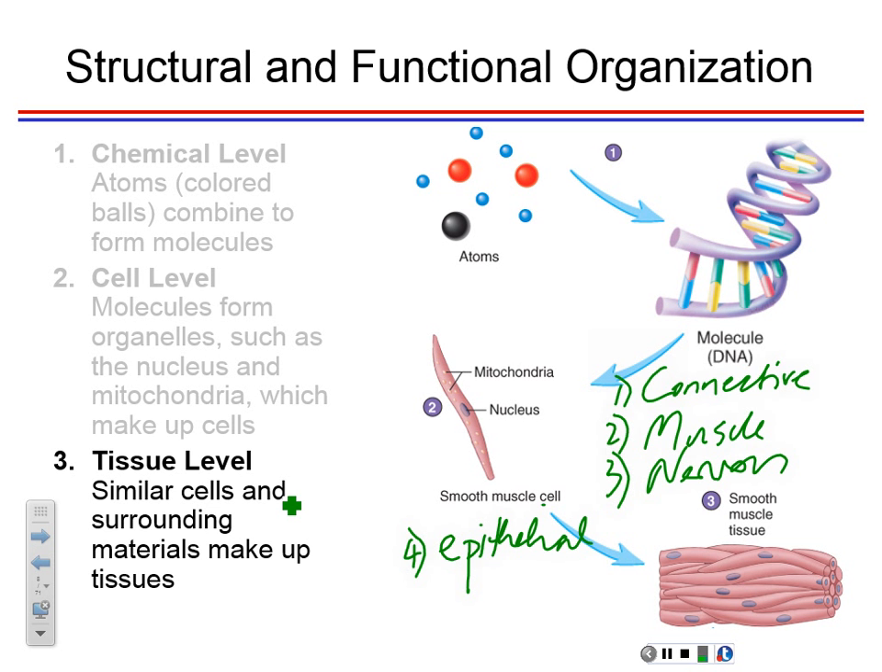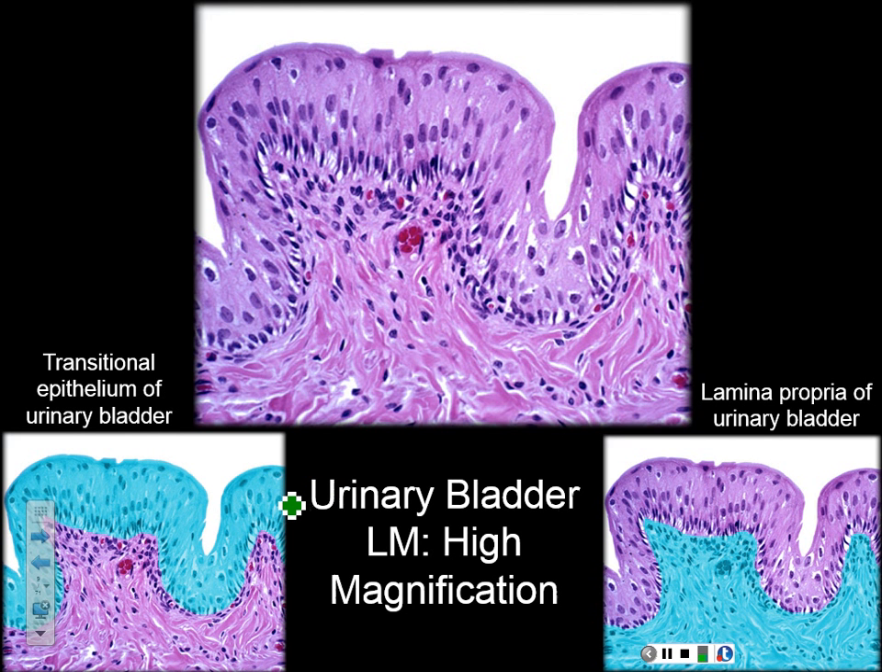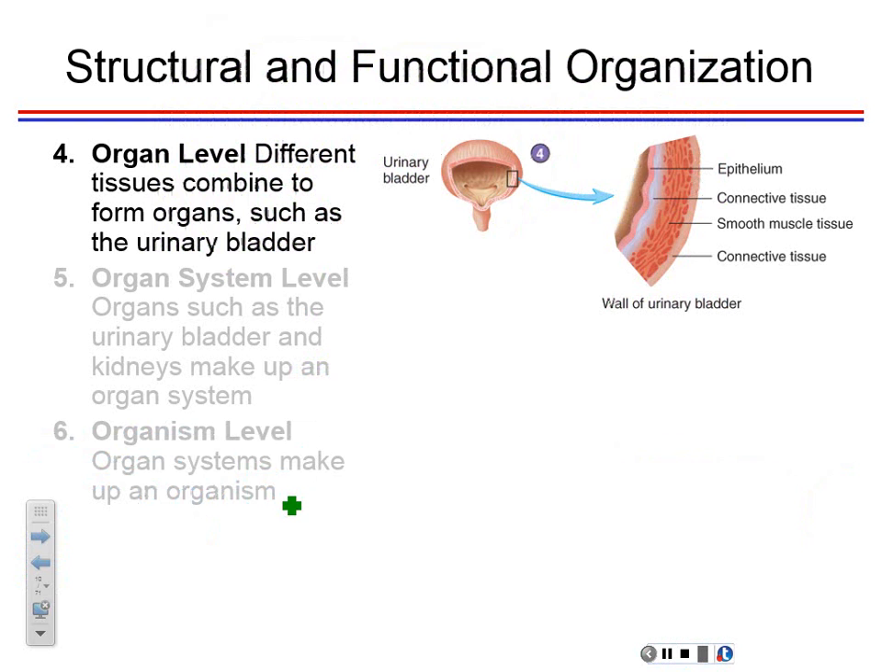So tissues make up the organs, and these are some of the organs here showing the urinary bladder, and it's got certain tissue there. And organs like the wall of the bladder, or the ureter is an organ, the kidney is an organ, all those, and they are made up of different tissues.